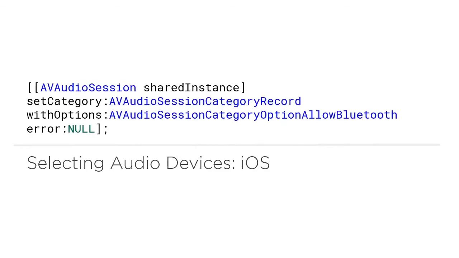Audio device selection with the Speech SDK is not supported on iOS. However, apps using the SDK can influence audio routing through the AVAudioSession framework. For example, this instruction enables the use of a Bluetooth headset for a speech-enabled app.